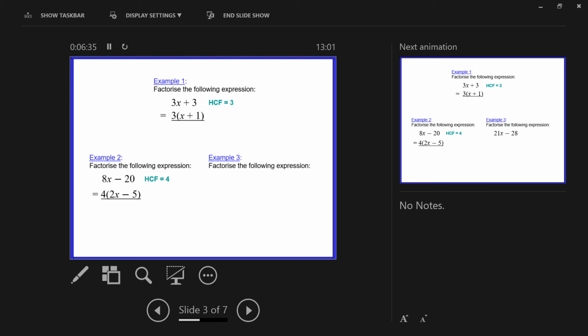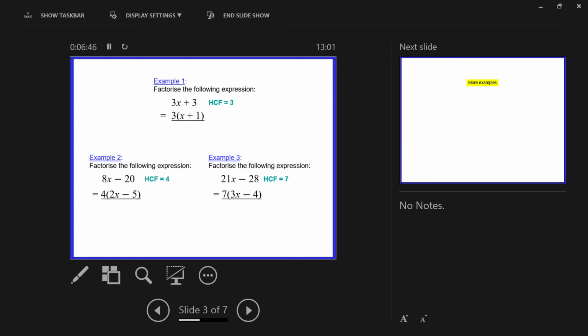Good. Next one. 21x minus 28. What would be my highest common factor? 7. So I write 7 bracket. 21x divided by 7 gave me 3x. And minus 28 divided by 7 gave me minus 4. You good? Okay. That's your answer.